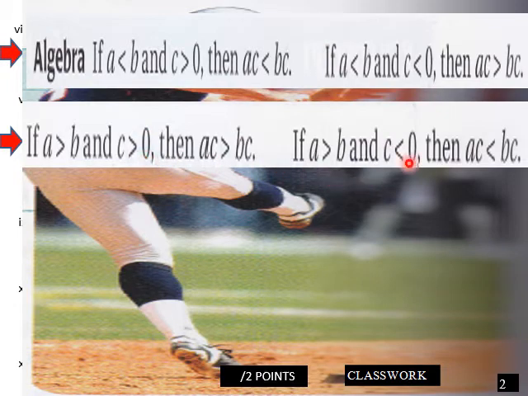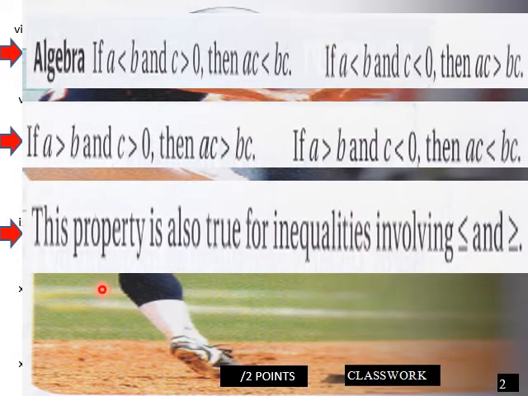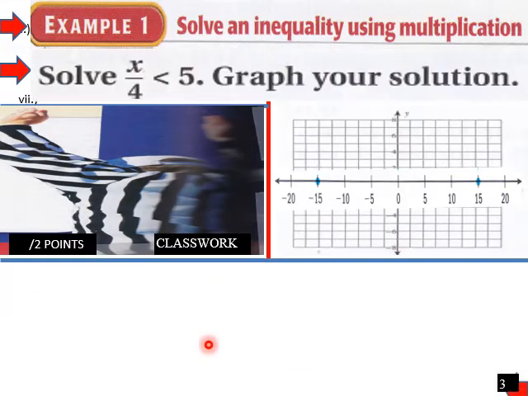C is greater than 0. If C is less than 0, then it changes the direction of the sign here. This property is also true for inequalities involving less than or equal to and greater than or equal to. So example 1, solve an inequality using multiplication.